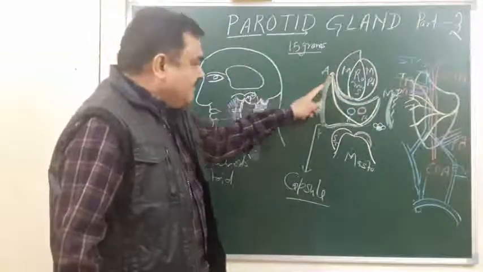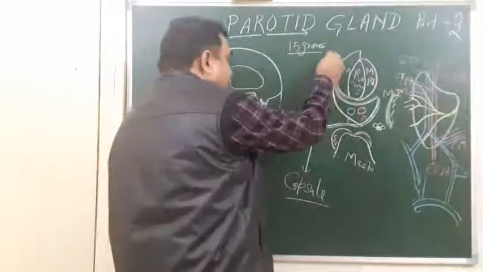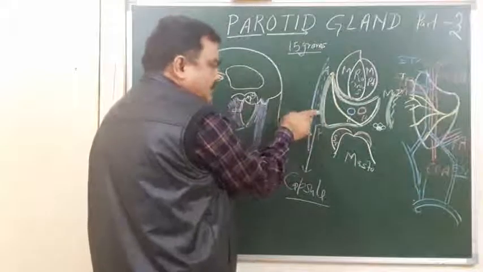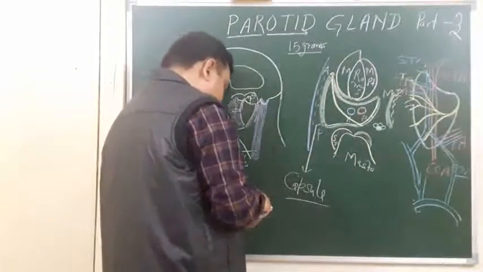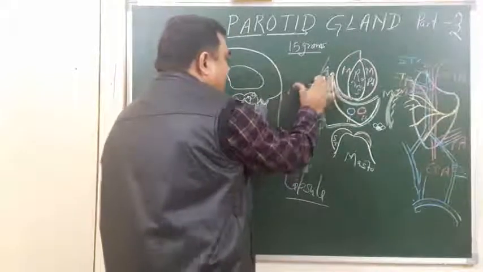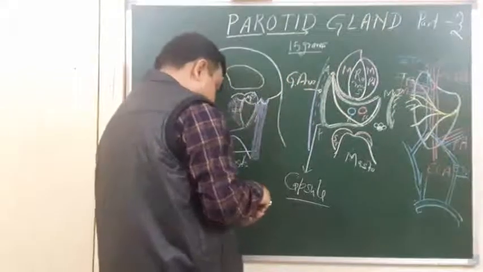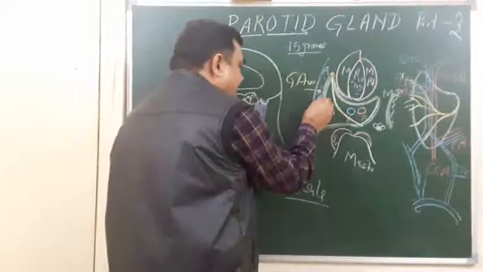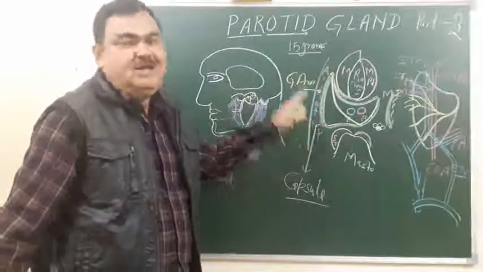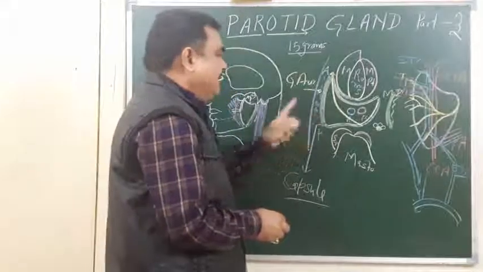The superficial surface is related with the skin. Here is skin, the outermost structure. Then there is superficial fascia. This is deep fascia, which covers this. And in this, there is a nerve, the great auricular nerve. And another structure you will find here is the pre-auricular lymph node, or parotid lymph node. Here present. And this is the relation of the superficial surface.